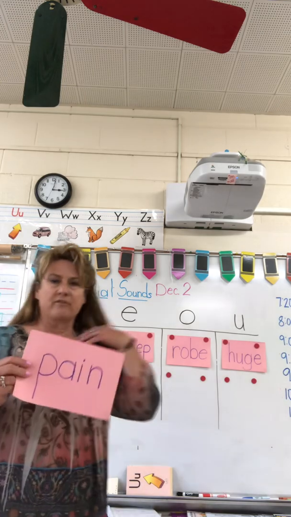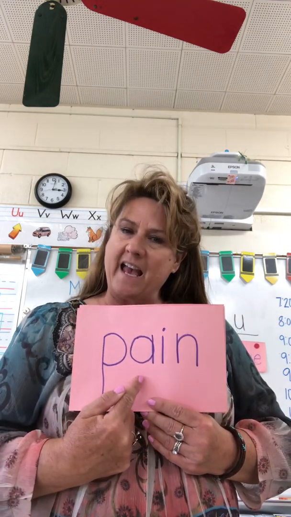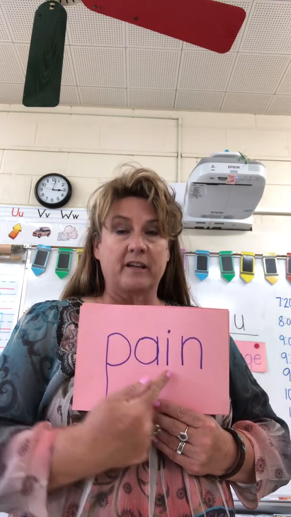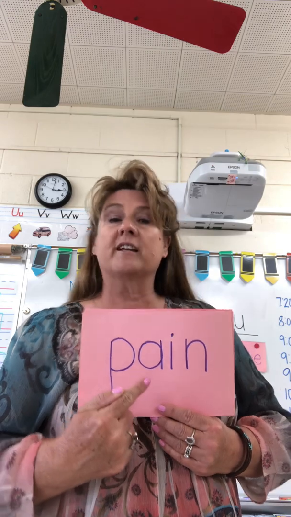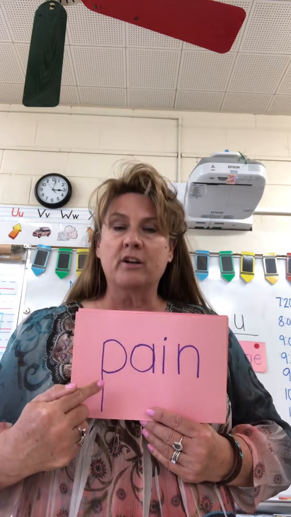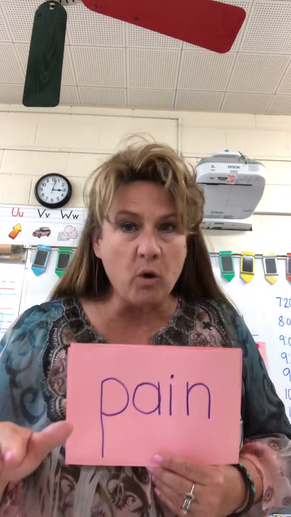Let's see what we have going on here. We have a P, which thankfully always says P. Then we have an A, but it's got an I beside it. When two vowels go walking, the first one does the talking and it says its name. So far we have P, A. Does the second vowel do any talking? No. Then we have an N. N always says N.